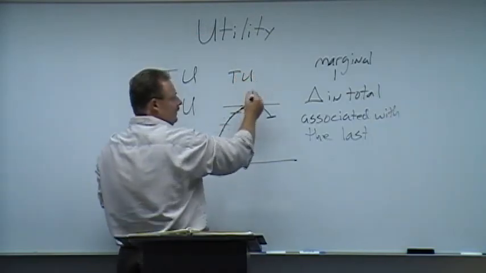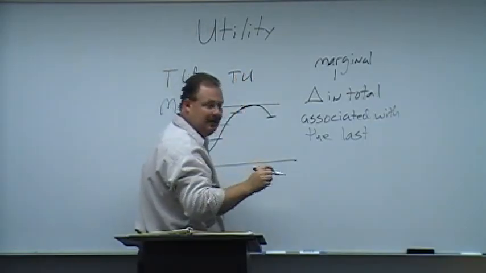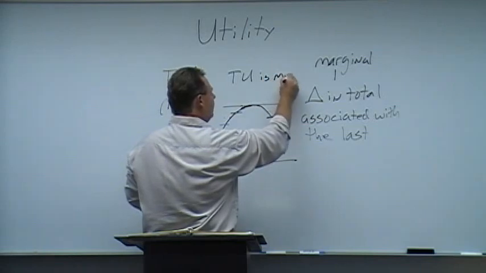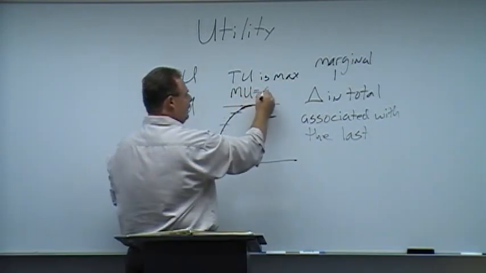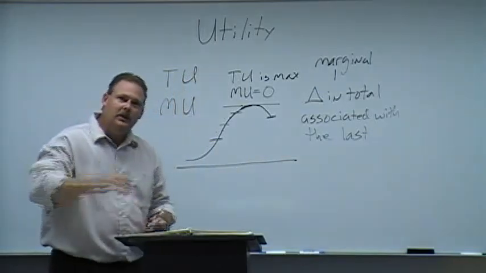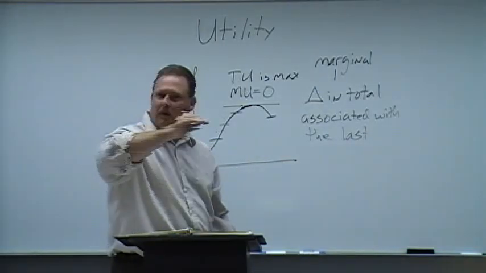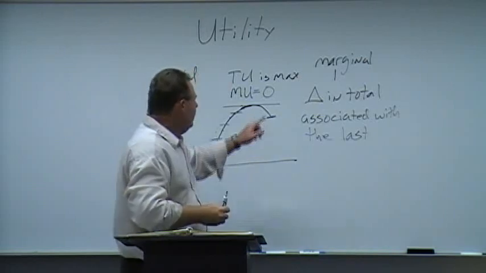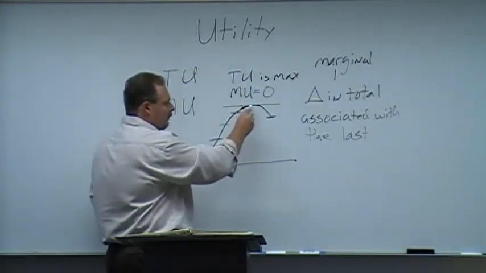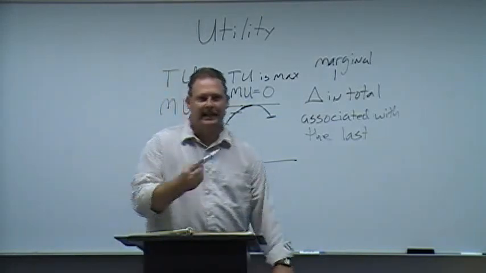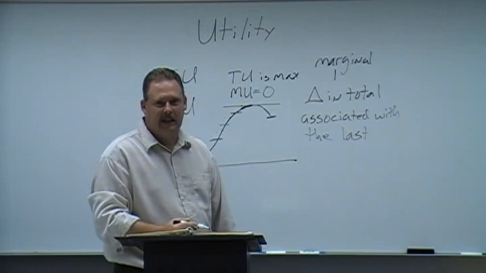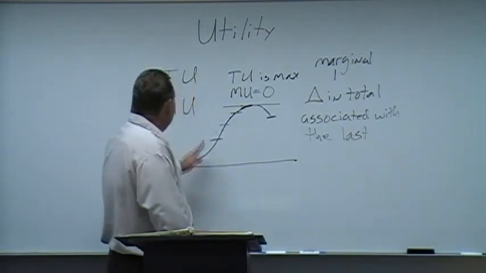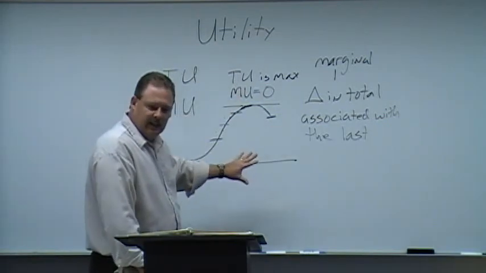Total utility is actually maximized when marginal utility equals 0. When you've got to the point where the next increment will not add to satisfaction, that's when you've maximized your total utility. After that point, marginal utility will actually turn to a negative number, and you'll be lowering your level of satisfaction. This is the idea of utility.